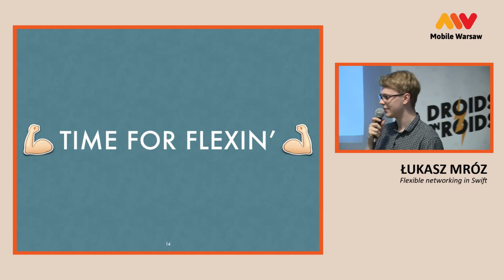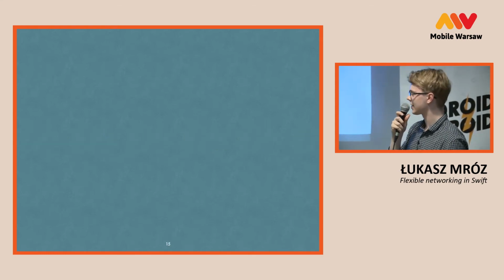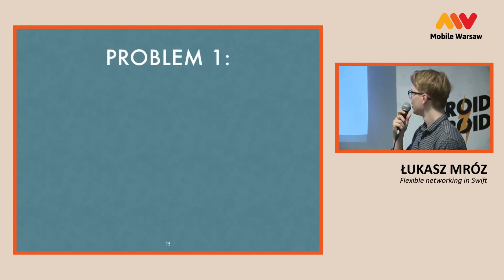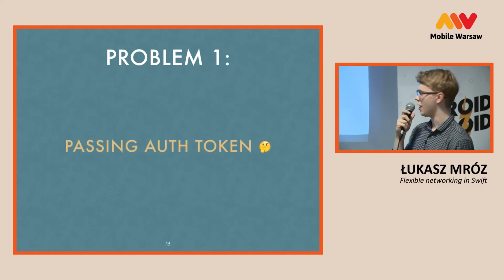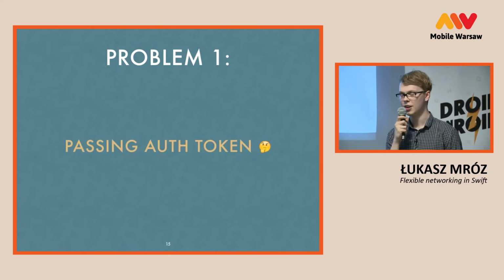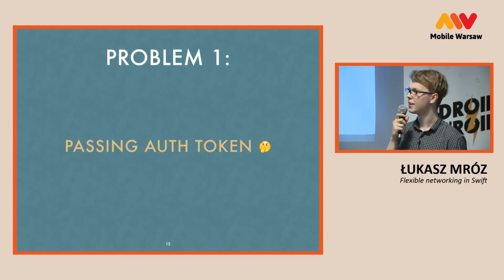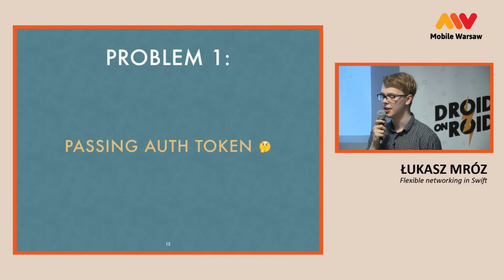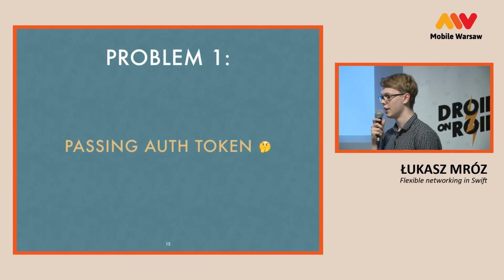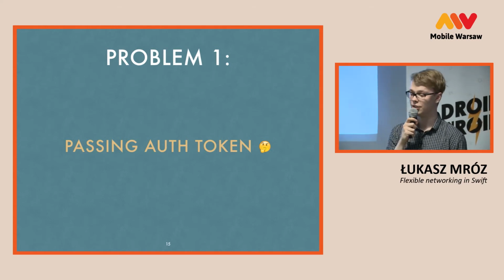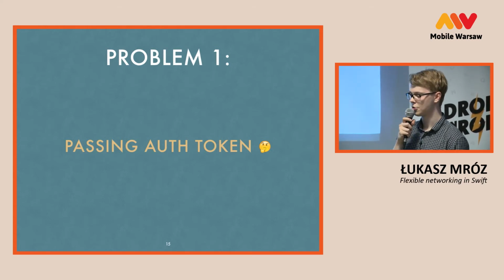So let's flex something. Let's start with problems. First problem is how to pass an authentication token for every request we perform. So our API needs an authentication token in every request. So how shall we approach this?